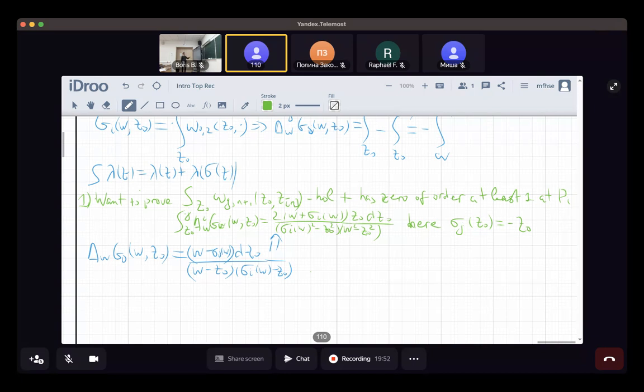We are saying that I take z_0 as a local coordinate near P_J, capital J, such that sigma_J(z_0) is minus z_0. Just for simplicity, assume that z_0 is a local coordinate near the J point, such that x of z is equal to z squared.